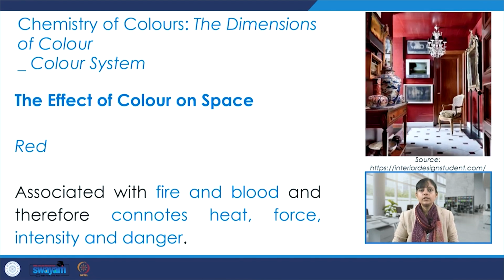And then, we have tried to understand the chemistry of colors, we have seen the dimensions of colors, and we have tried to understand the color system. Now, moving on, if we try to see the effects of colors on different spaces, we can see some of the predominantly used colors and try to understand how they impact the space and our moods. So, starting with red, it is associated with fire and blood and therefore connotes heat, force, intensity, of course, also danger. And therefore, for a danger sign, a lot of times we use red color.